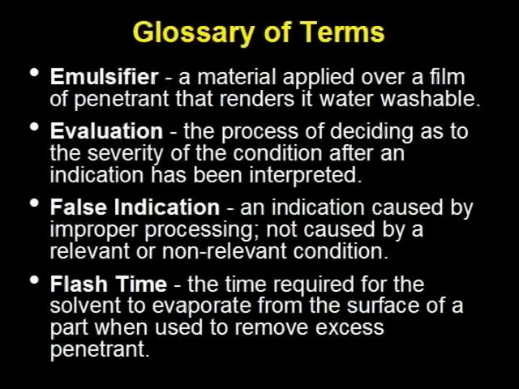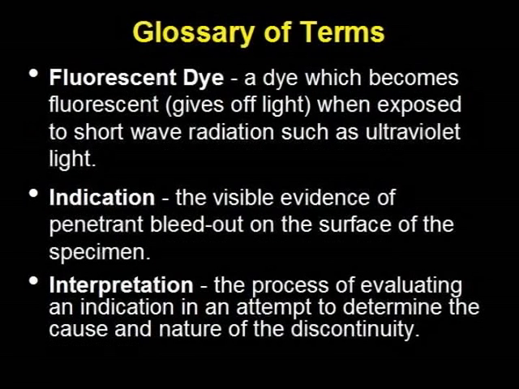Evaluation is the process of deciding the severity of the condition after an indication has been interpreted. A false indication is an indication caused by improper processing, not caused by a relevant or non-relevant condition. Flash time is the time required for the solvent to evaporate from the surface of a part when used to remove excess penetrant. A fluorescent dye becomes fluorescent, gives off light, when exposed to short wavelength radiation, such as ultraviolet light. An indication is the visible evidence of penetrant bleed out on the surface of the specimen.